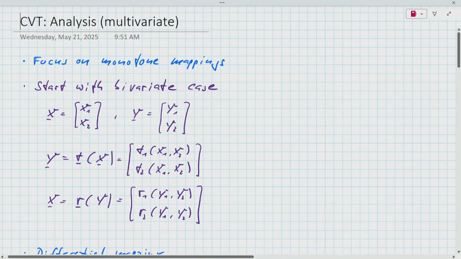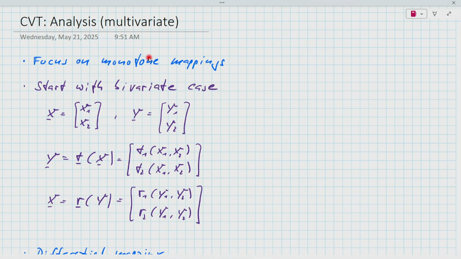So the multivariate analysis of the change of variable technique. Perhaps you remember what we did last time. Instead of working with the cumulative distribution functions, we focused on using density functions directly. So we just plug in the inverse mapping into the original density function, but then we have to consider a weighting factor, which is the derivative of the inverse function that we use. We will proceed in a similar way here. And here we will focus on monotone mappings directly.